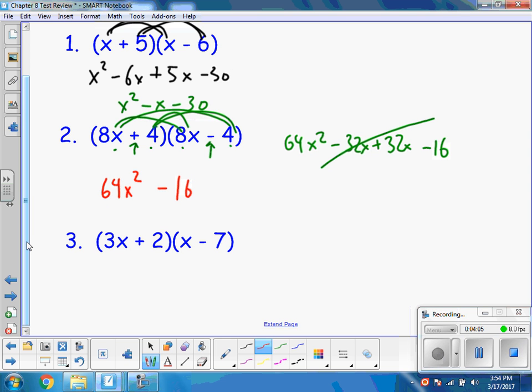This guy, last guy here, I'm just going to do some straight FOILing, so 3x squared outside.